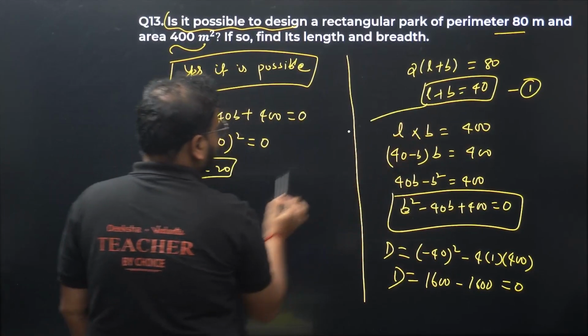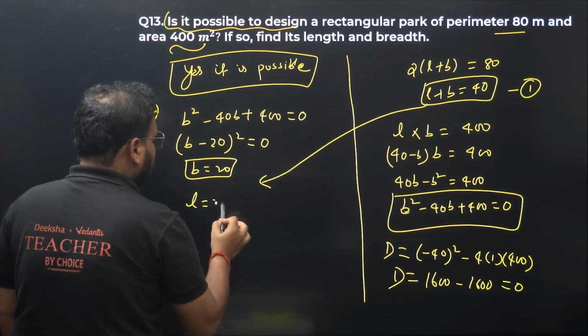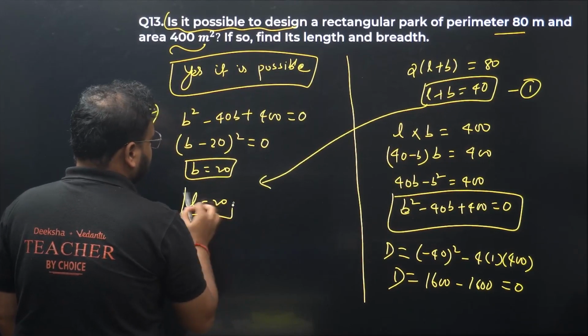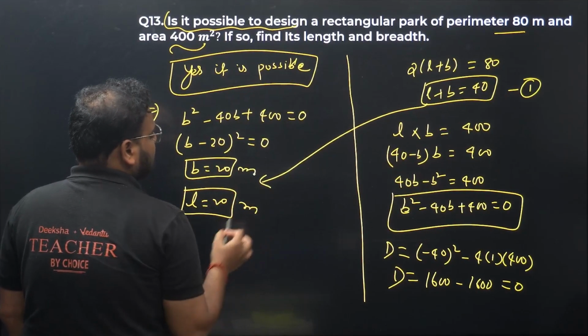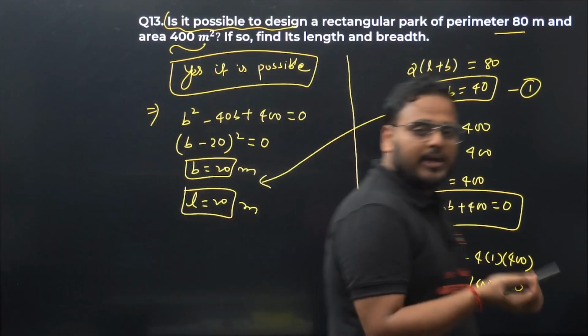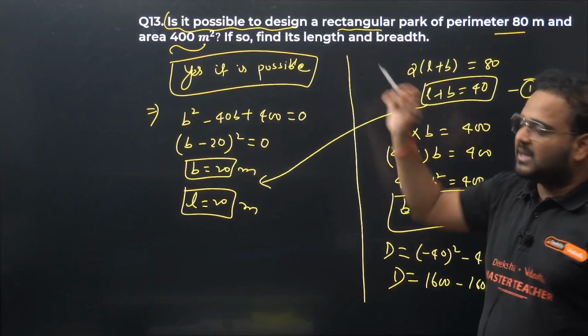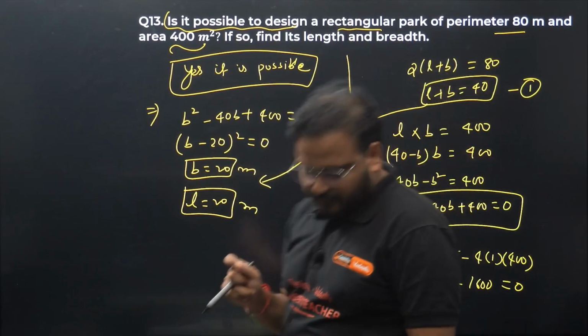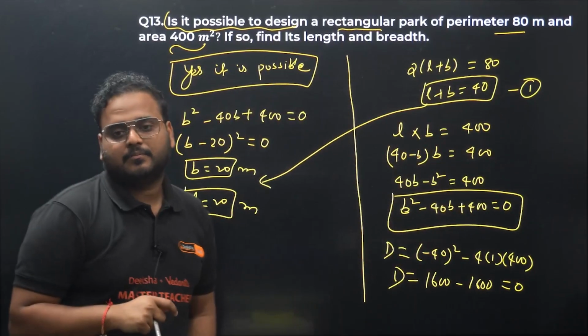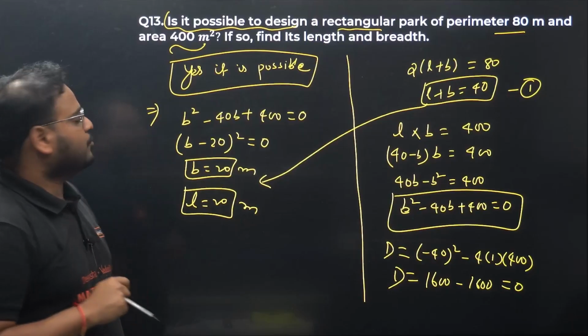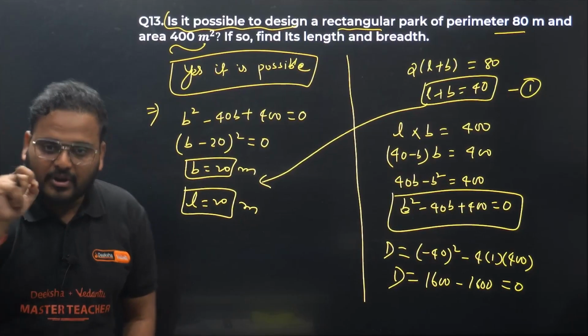L also will become equal to 20. Both of them will be in meters. That's my answer. It's actually going to be a square. It will not be a rectangular park, even though they have mentioned a rectangular park; it will actually be a square with dimension 20 cross 20. So question number 13 is clear, right?